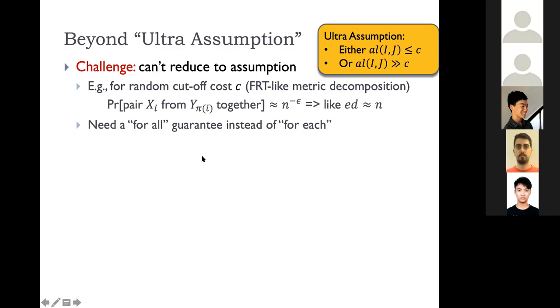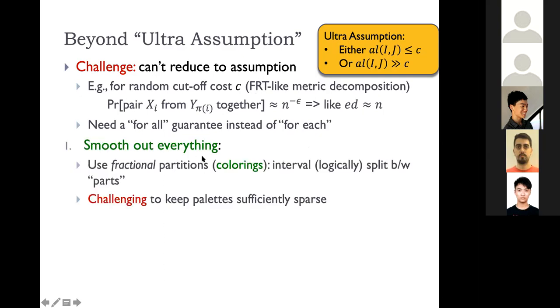Okay, and the way we solve this, with much more work, is that another principle is just to smooth off everything. This is a very umbrella term. But for example, we don't really have regular partitions. What we have, we call colorings, and think of them logically as fractional partitions, as an interval is logically split between different parts, and it progresses through that correspondingly.